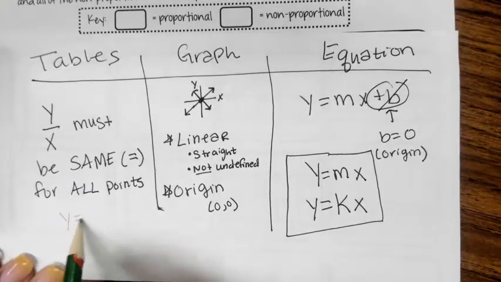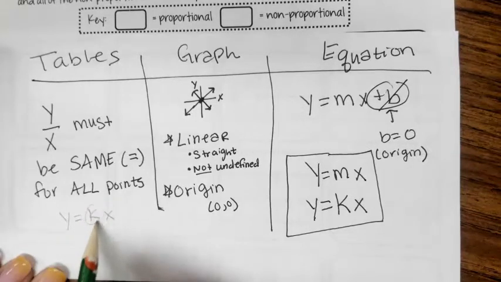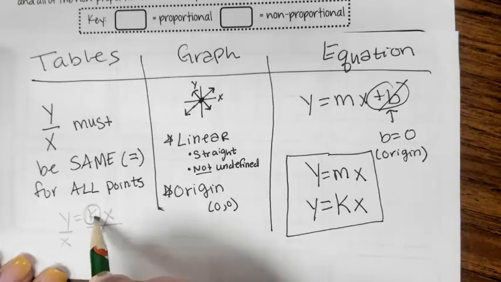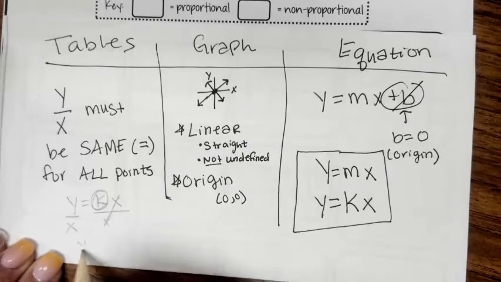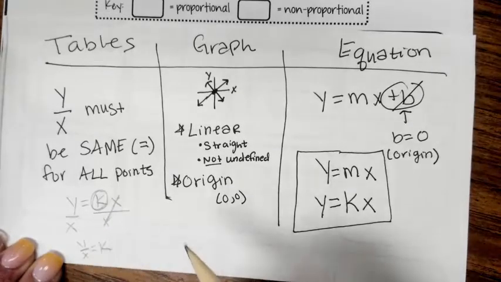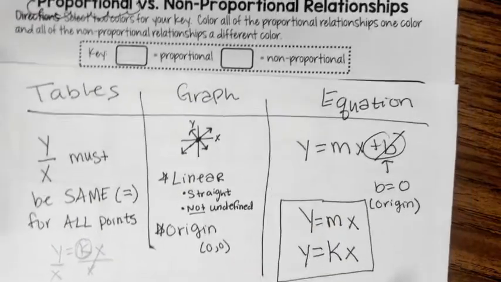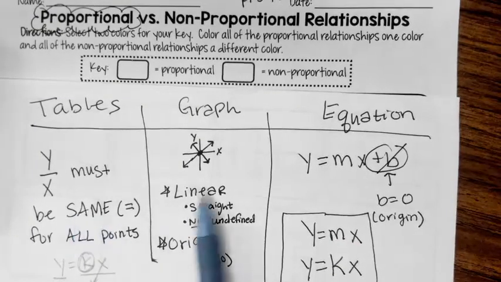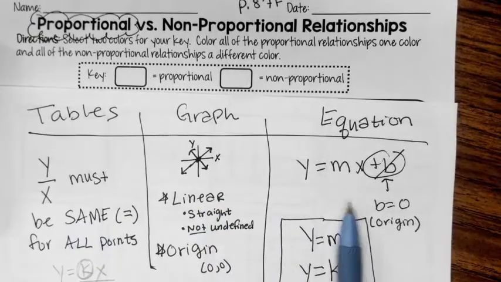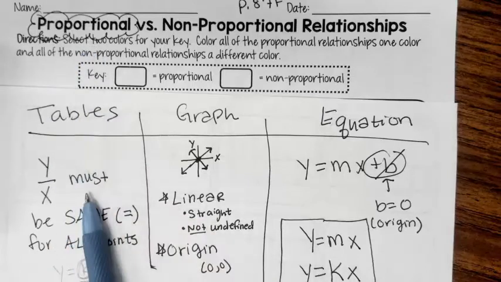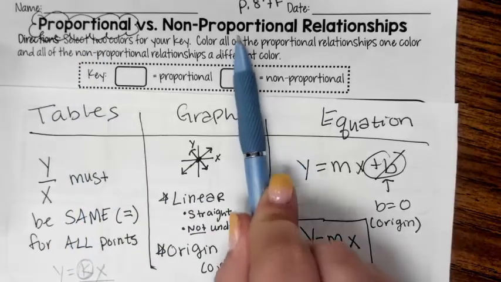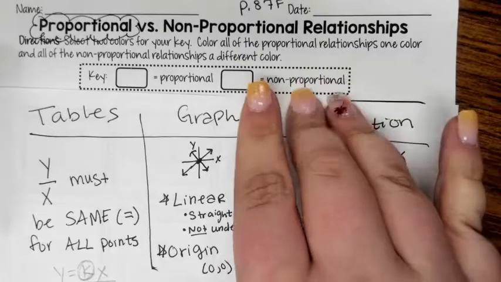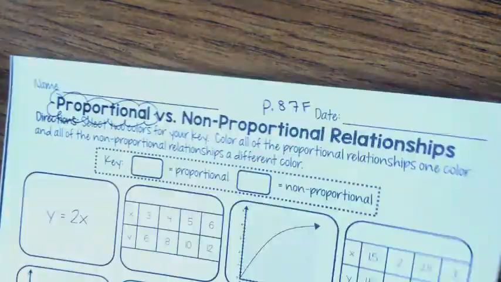We get y over x by using the equation. If we had y equals kx, and I solved for k, the slope, this would be divide both sides by x. That would make this 1 times k. So you'd have y over x equals k. That's where this comes from. Anyways, these three things will tell us if the relation is proportional. If these things are not true, then the relation is non-proportional. So let's go ahead and look at some examples now.